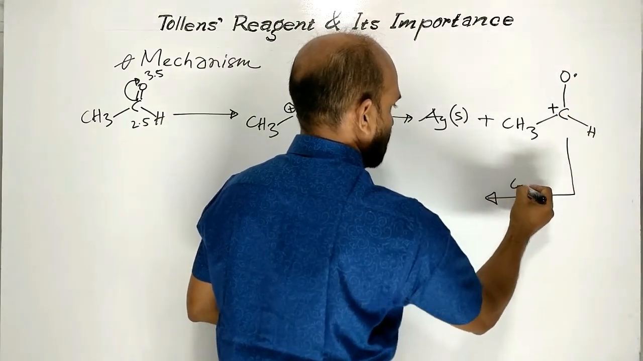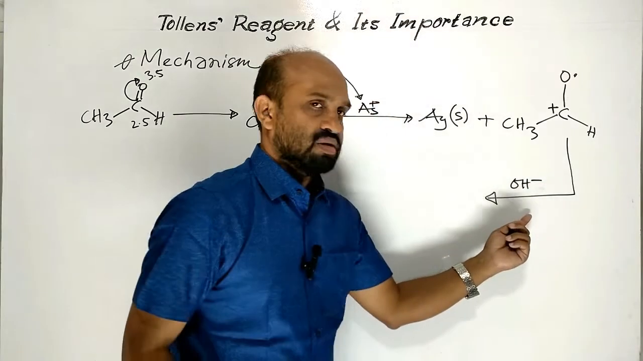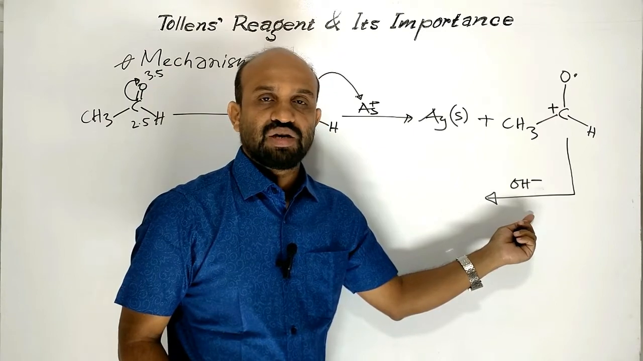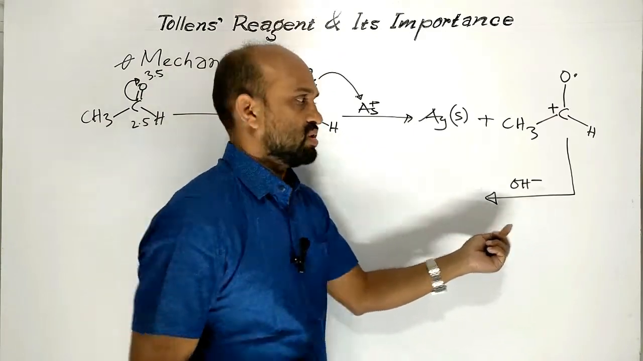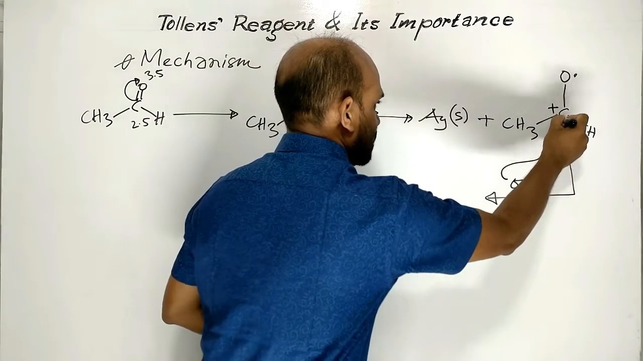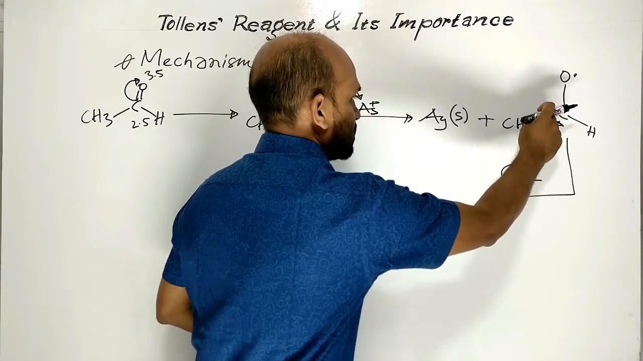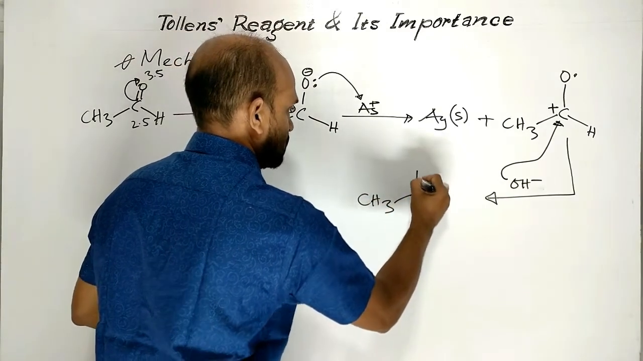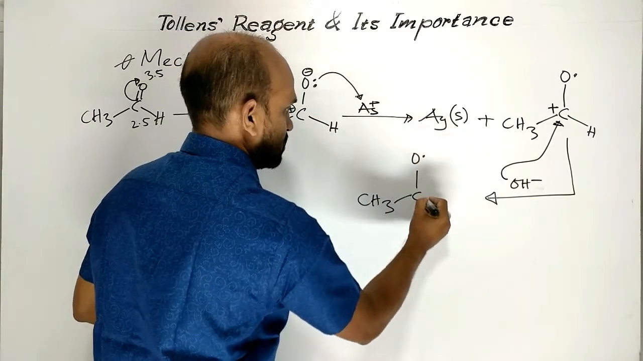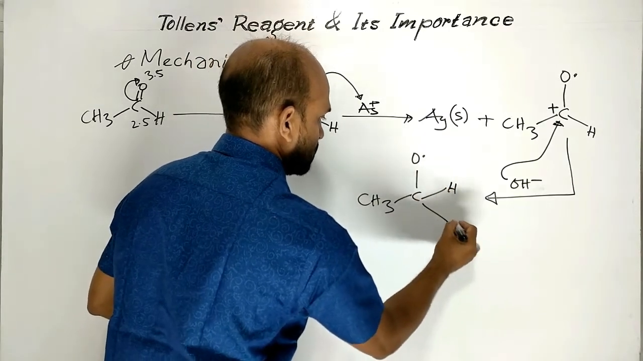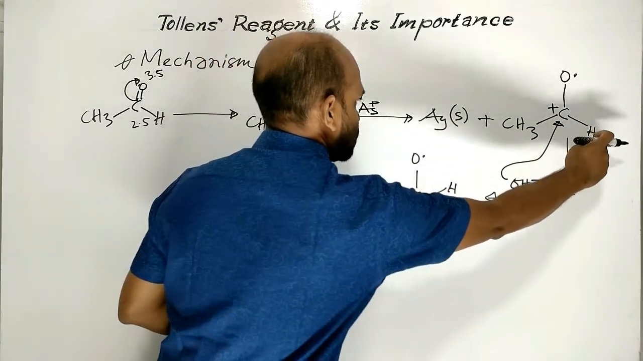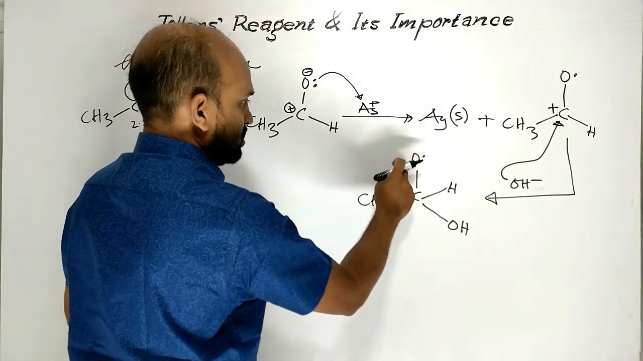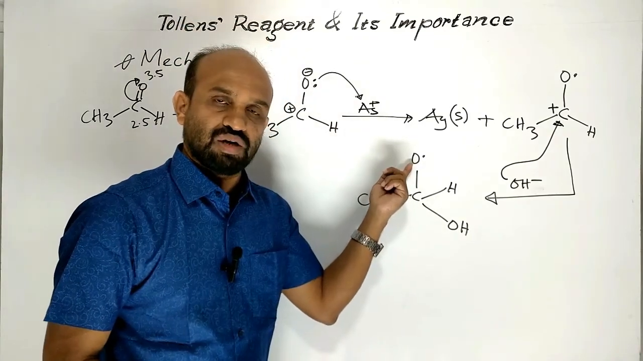Then hydroxide ion. In Tollens reagent, sodium hydroxide is used to maintain the basic pH of the solution. This hydroxide ion combines with this positively charged carbon. Then this is obtained: 1 electron, here hydrogen, OH group. This oxygen contains 1 electron.